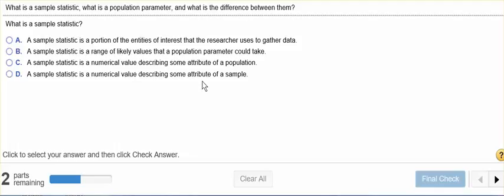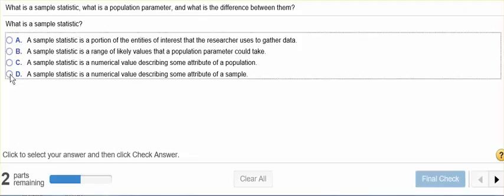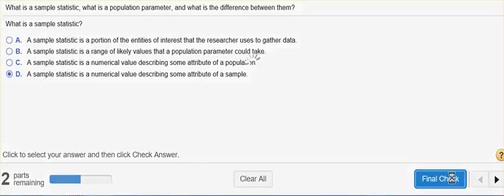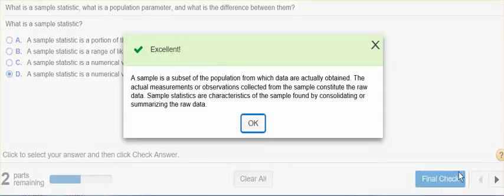And then D, a sample statistic is a numerical value describing some attribute of the sample. And that's exactly what it is. A statistic is the data, it's numerical, so we're going to choose D. It's a subset of the population. A sample is a subset of the population from which the data was actually obtained. The actual measurement or observations collected from the sample constitute the raw data. Sample statistics are characteristics of the sample found by consolidating or summarizing the raw data.